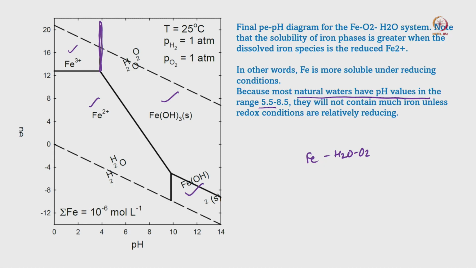So, that means between this and this, I will find iron in the form of FeOH3, and if it goes below a certain pH, you may find Fe2 plus. And it is more soluble. So, the more soluble Fe2 plus is in the reducing conditions.